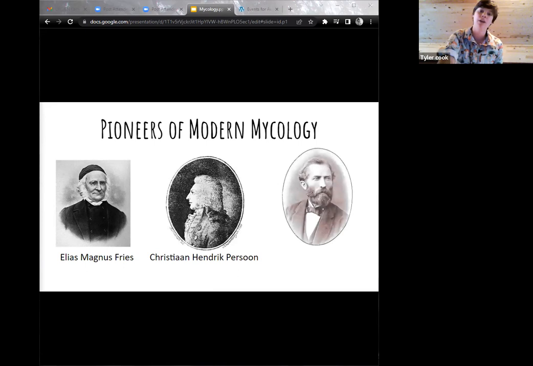And we also have this fine gentleman that kind of gives me some Nicolas Cage vibes in this photo, but his name is Anton de Bary, and he was a German surgeon, botanist, microbiologist, and mycologist, and considered a founding father of plant pathology, as well as a founding father of modern mycology.